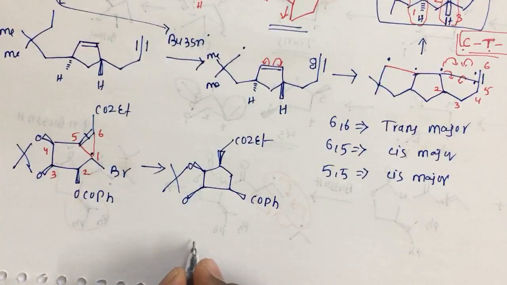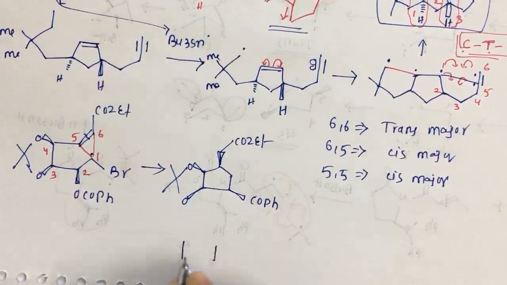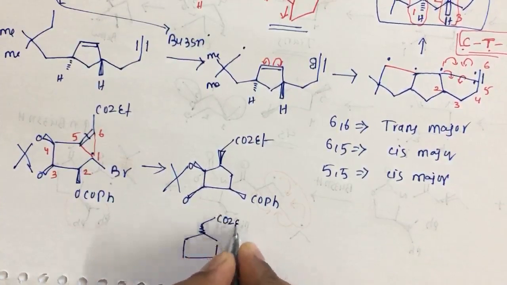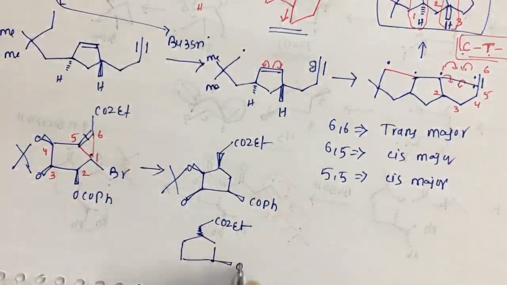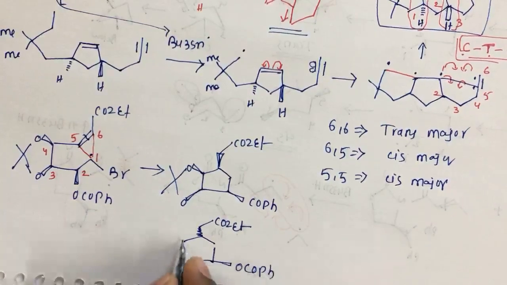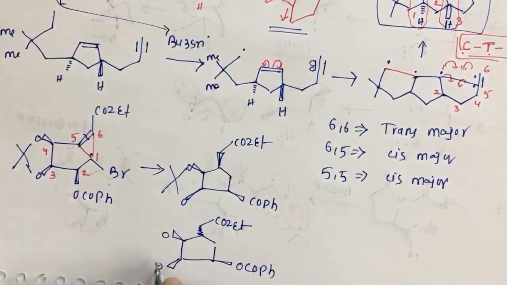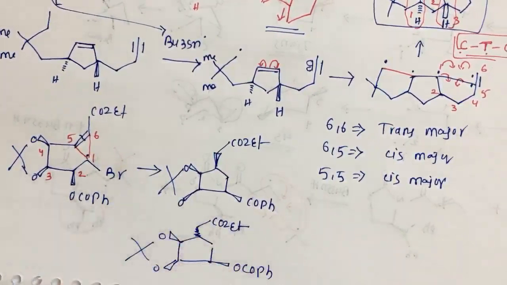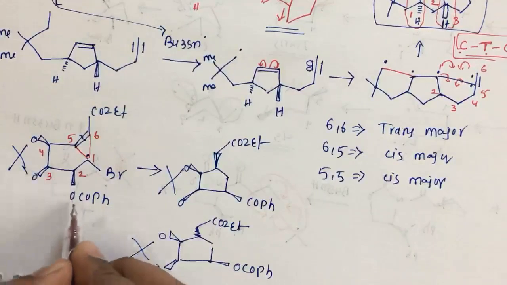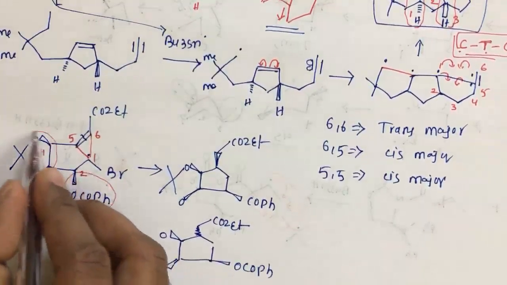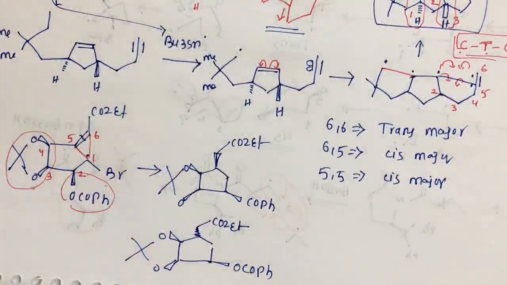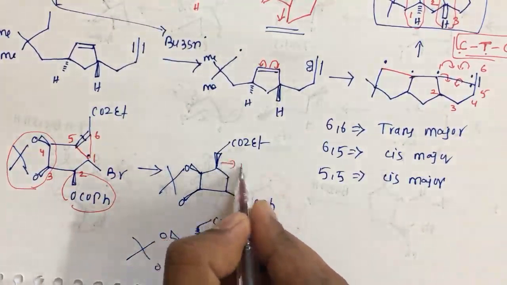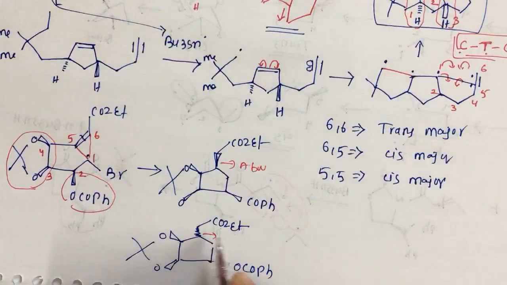This is one product, and another product will be COPh. Just remember, it's already in the starting product. We already have bulky groups above the plane. So here this CO2Et is above the plane, and here it's below the plane.